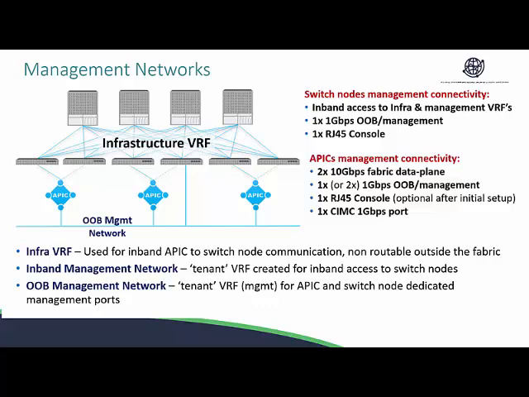Now, we talked about the different management networks a few minutes ago. Infrastructure VLAN is used for in-band APIC to switch node communication. It's non-routable outside the fabric. In-band management network is the tenant VRF created for in-band access to switch nodes. So generally, you would need to configure eventually an in-band management network, especially if control plane devices such as vCenter were going to reside inside the ACI fabric. The OOB management network, tenant VRF, is for the APIC and switch node dedicated management ports.